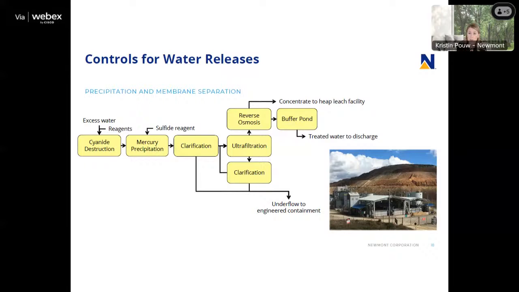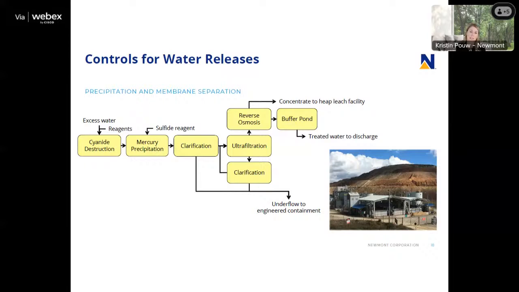The clarifier underflow, which consists of the precipitates, including the mercury, is pumped to an engineered containment structure that is constructed within an inactive heap leach facility. And drainage from that containment reports to the heap leach facility solution collection system. That heap leach facility is also lined and has leak detection and recovery and a groundwater monitoring program. We do test the composition of the clarifier underflow, and we test its stability with elemental analysis and also with standardized stability tests such as TCLP and SPLP.